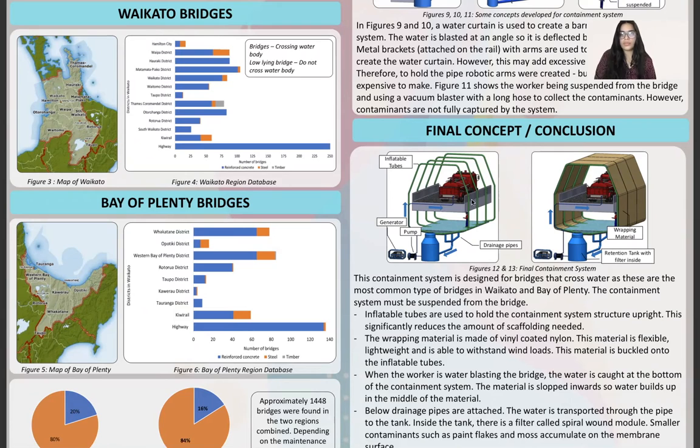From the water blasting, the water is built up in the middle of the material, and underneath the material there's drainage pipes. The water is directed into a pump which has a filter called spiral wound membrane, which filters out the contaminants, and this water is then pumped back into the water truck to use again.